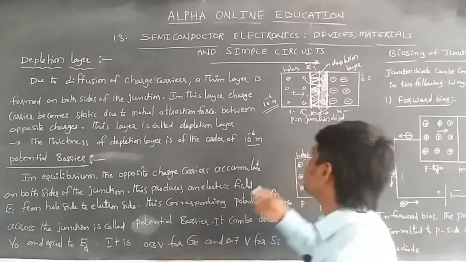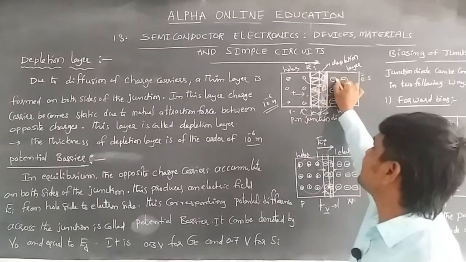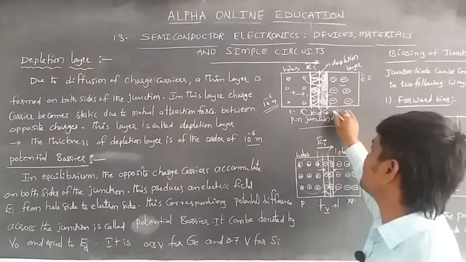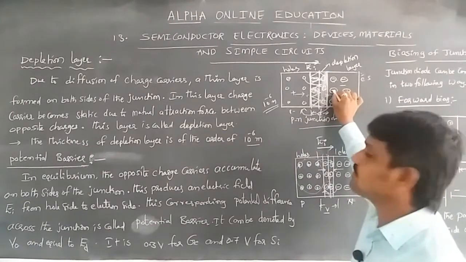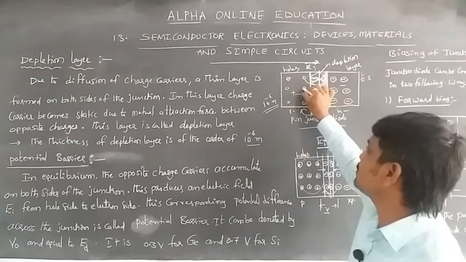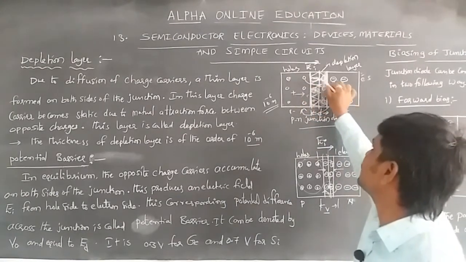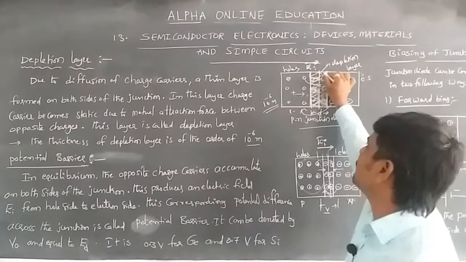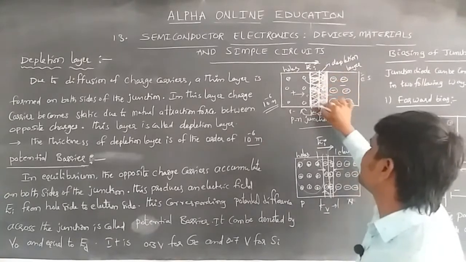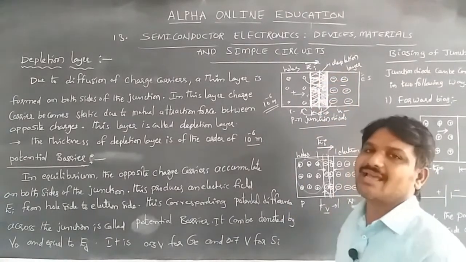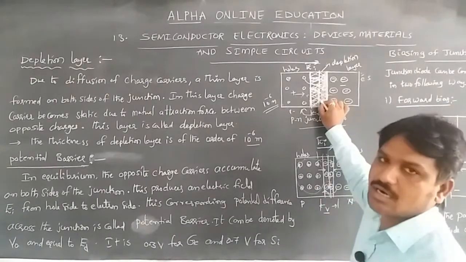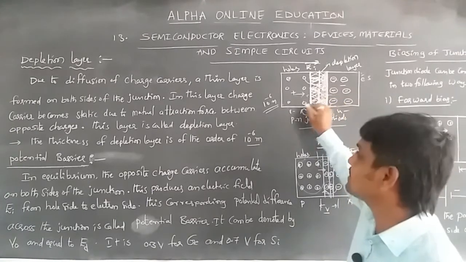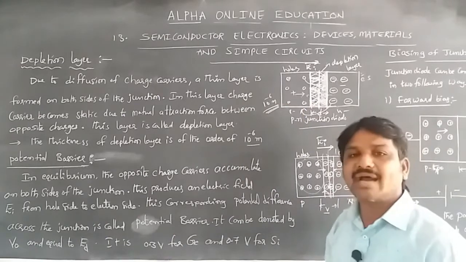Here, these are the holes and these are the electrons. Whenever the P-N junction diode is formed, the negative charge carriers will move towards the P region, and the positive charge carriers, means holes, move towards the N region. At the junction, a small thin layer is formed due to the diffusion of charge carriers. That layer is called a depletion layer, and its thickness is on the order of 10 to the power of minus 6 meters.